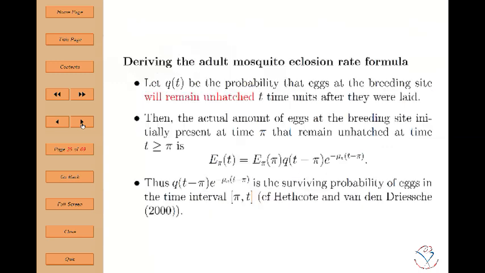Now, we will let Q(T) be the probability that the X at the breeding site will remain unhatched T units of time after they were laid. Between the time interval T minus pi, the expected number of X, E_pi(T), now takes the form shown here, with that adjustment by Q(T minus pi). So the survival probability is actually Q(T) e to the minus mu_E. The real challenge here is to find a probability distribution for Q, which we can use for this modeling process.